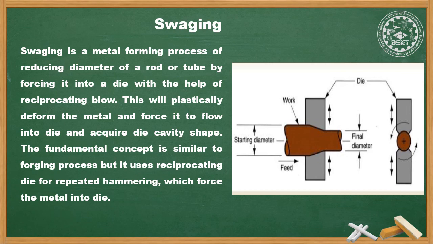This process works on the principle of plastic deformation, in which the workpiece, more appropriately a rod, is forced into a predefined cavity where it deforms and converts into the shape of the die cavity. It is a cold working process and is performed in two parts.